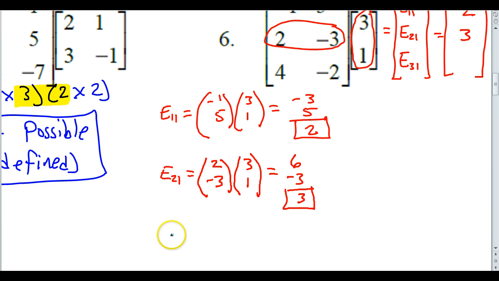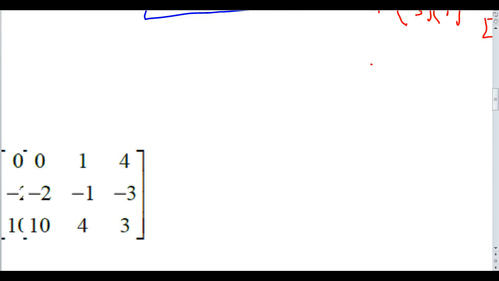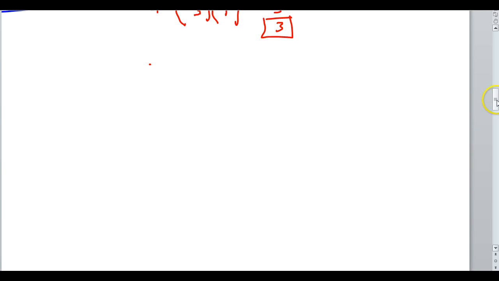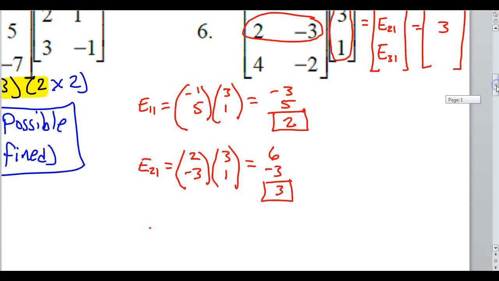Last one more. Let me make sure I'm not taking up the space for number 7. Nope, still got lots of room. Alright, last one is element 3, 1. Okay, element 3, 1, that's row 3, column 1.